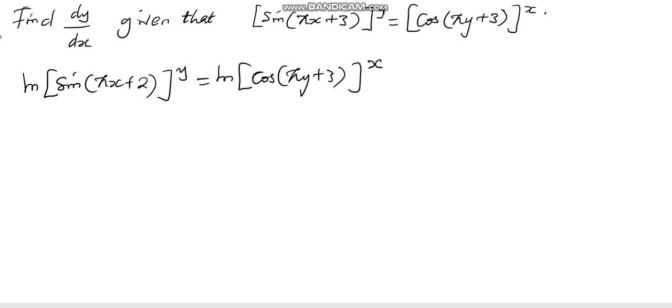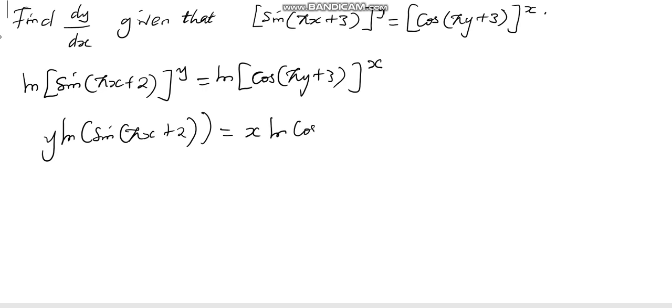So now here we can go ahead and drop the powers. When you drop the powers, you're simply going to have y ln(sin(πx + 2)), this being equal to x ln(cos(πy + 3)) like this.